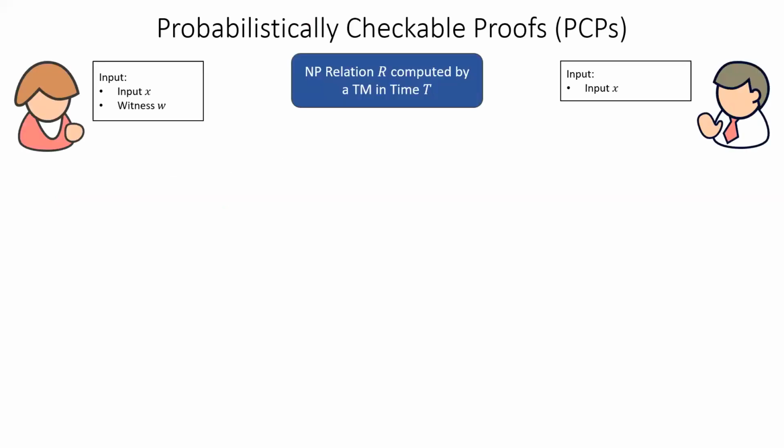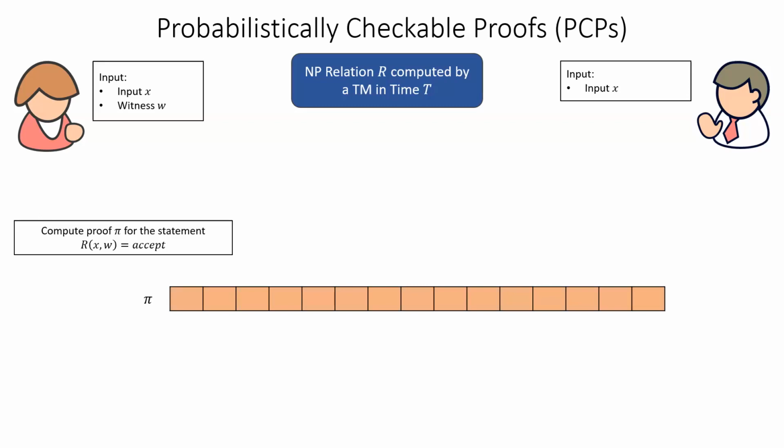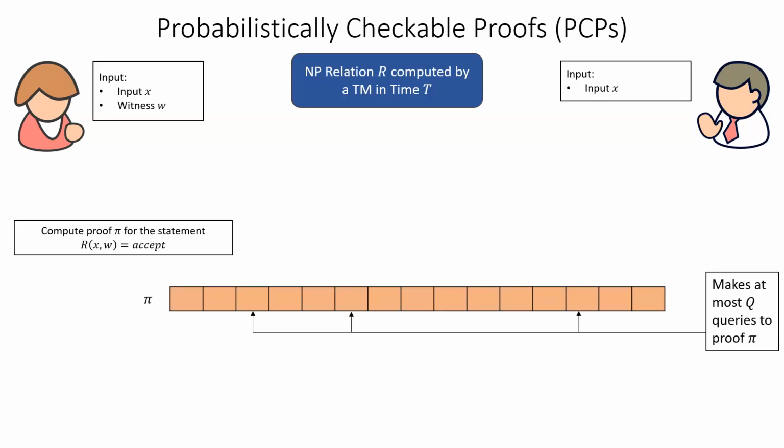So now let's start with what PCPs are. Here we have an NP relation R that is computed by a Turing machine in time T. Here, I would like to stress that the time T is quasi-linear or superlinear in the size of the input X. The prover will then generate a PCP proof proving the statement that relation R on input X and witness accepts. Then the verifier is given oracle access to this proof. The verifier, making at most Q queries to the proof, will be convinced about the verity of the statement, and the soundness and completeness guarantees are standard, similar to succinct arguments.